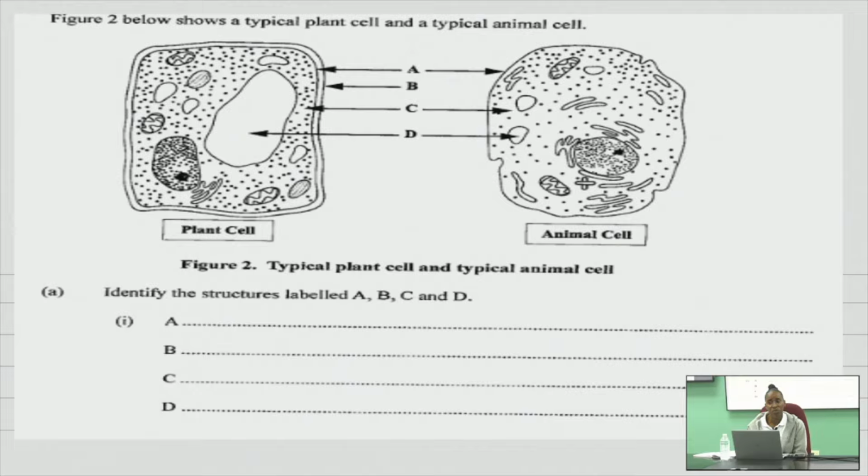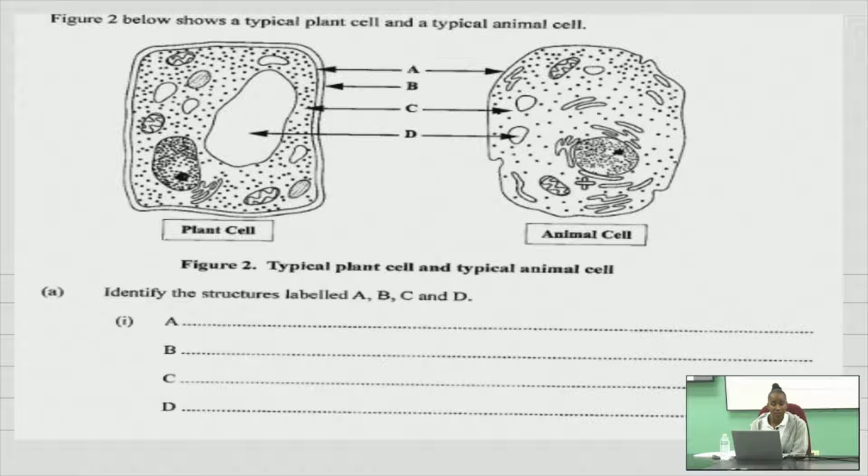Then we have B, which we see is only found in the plant cell, and it is before the outer layer of the cell membrane, so we can identify this as our cell wall. Then we see C, that is found in both cells, and we would identify this as our cytoplasm. Then we have D, and based on the structure identified in the plant cell where it's large and it takes up majority of the plant cell, we know that this will be our vacuole, and we know that our animal cells tend to have small temporary vacuoles, while our plant cell has large permanent vacuoles.